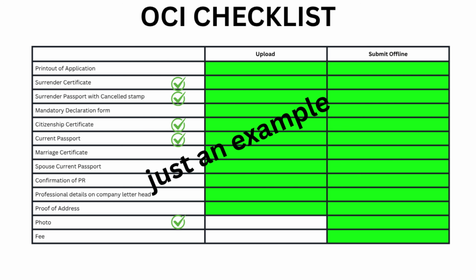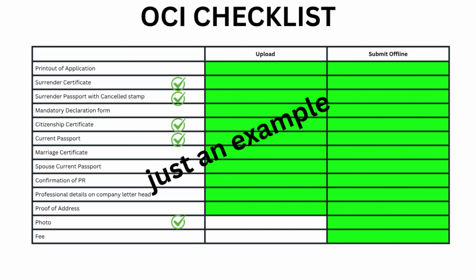Then your current passport has been uploaded, your citizenship certificate has been uploaded, and you will go through the checklist and see what all has been uploaded. The photo was uploaded earlier. The printed application, which you will be submitting with the service provider once you complete the application, is still under process. Then what is left? Mandatory declaration form. This is a must. You will upload that. Then comes the marriage certificate if you are married, and the spouse's current passport will also go.